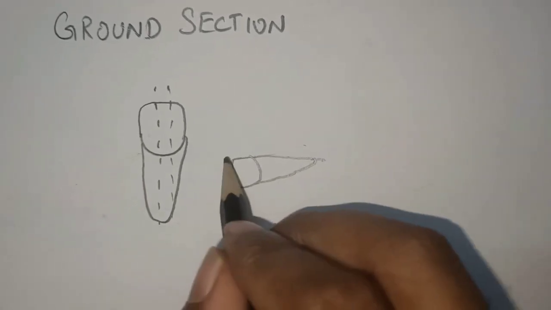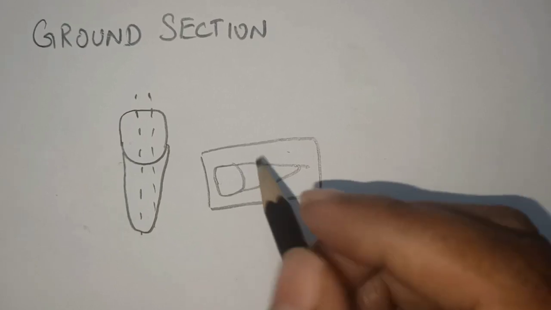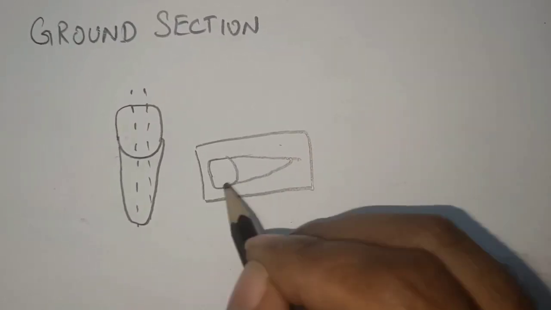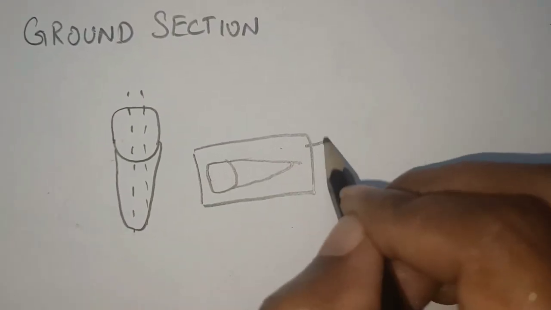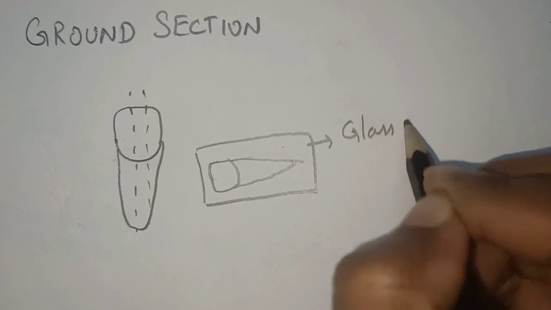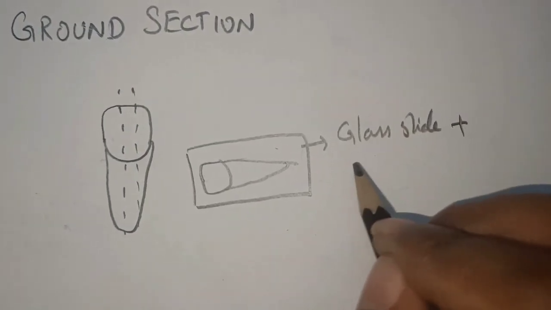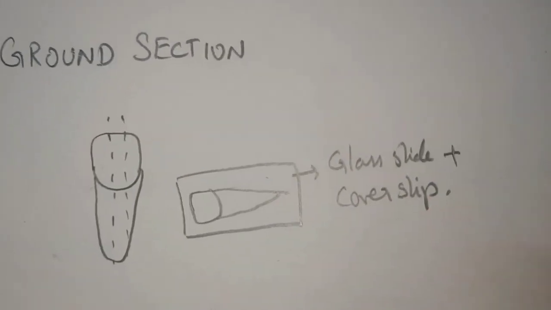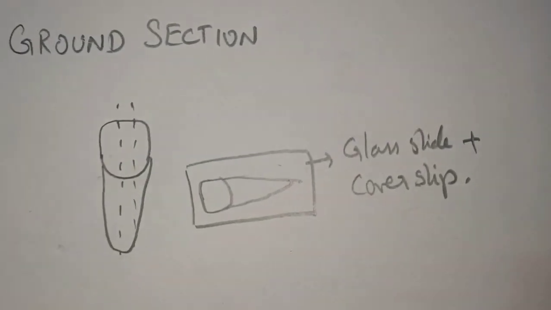Okay, so after grinding using the pumice and the Arkansas stone, you are making it too thin, and that should be covered on the glass slide, mounted with a cover slip. And this is the section that we are going to see under the light microscope.